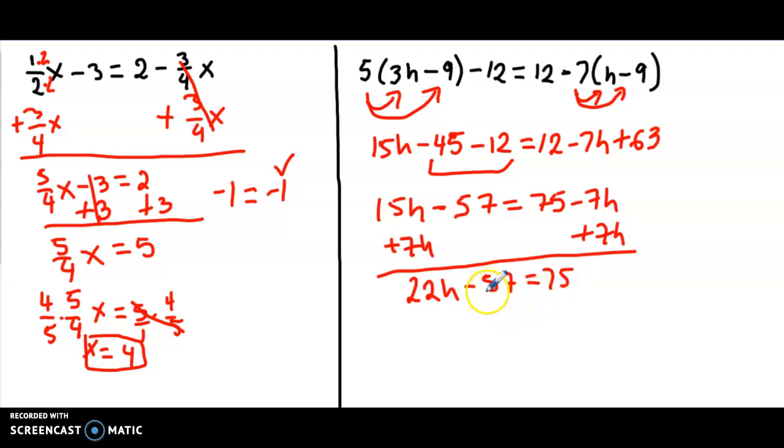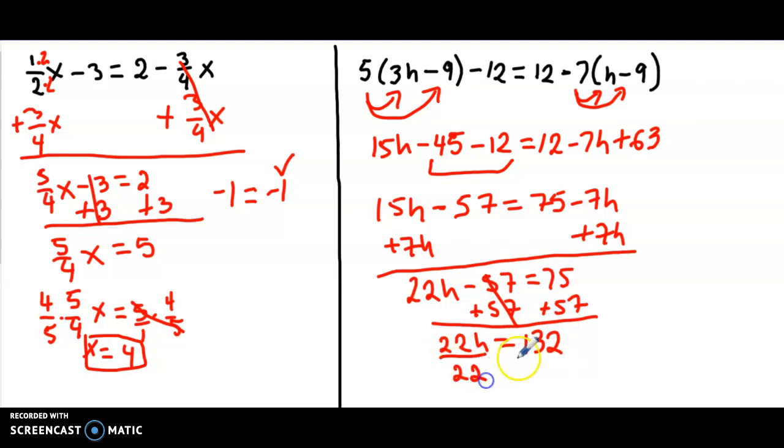Numbers together. I need to get rid of this so they can be together, so adding, because addition is the inverse of subtraction. 22h equals, because this is gone, what is that, 122? 132 better. And dividing to get rid of the multiplication, dividing to get rid of the factor, and h will be equal to 6, if I divide correctly.